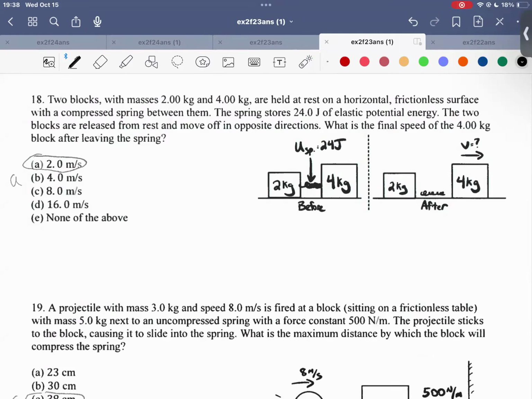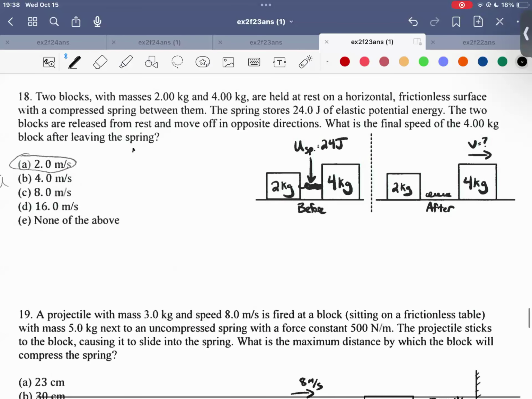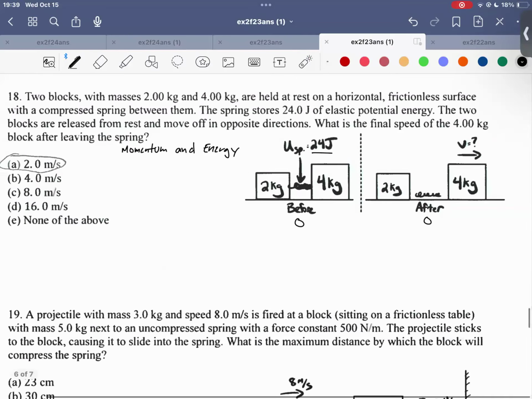Okay. This one again is going to be momentum and energy. We're told this 24 joules. We know that at the end the momentum of the two blocks is going to be 0, because momentum here is 0, so momentum here must also equal 0. And also the kinetic energy on this side is equal to 24 joules.